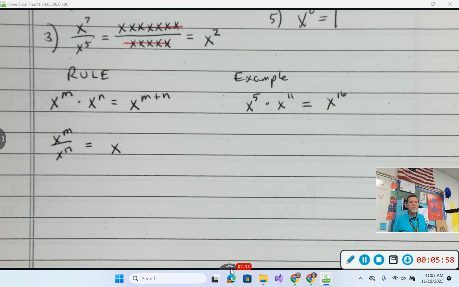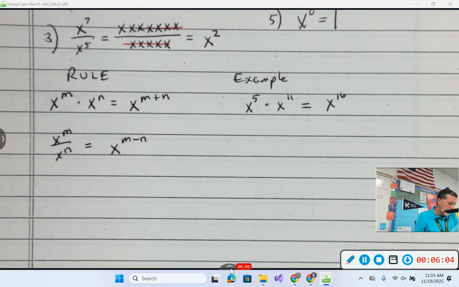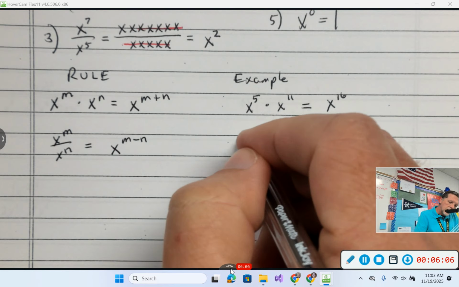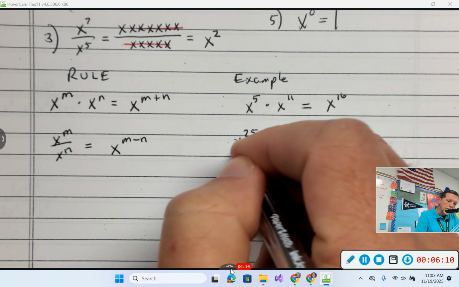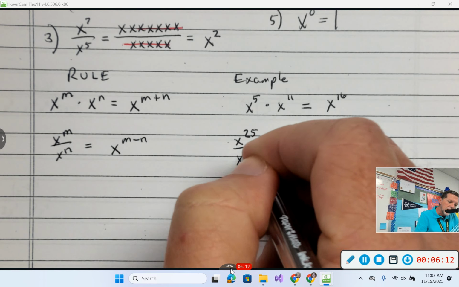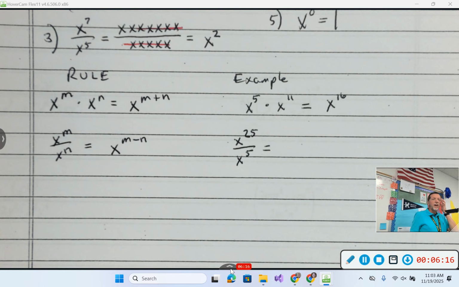What do we do with those exponents? x^(m minus n). So let's pick some numbers that are really big. I don't really want to write out 25 x's and then 5 x's and then cancel and see how many are left. x^20. I'd rather just look at that and do 25 minus 5 and get 20.